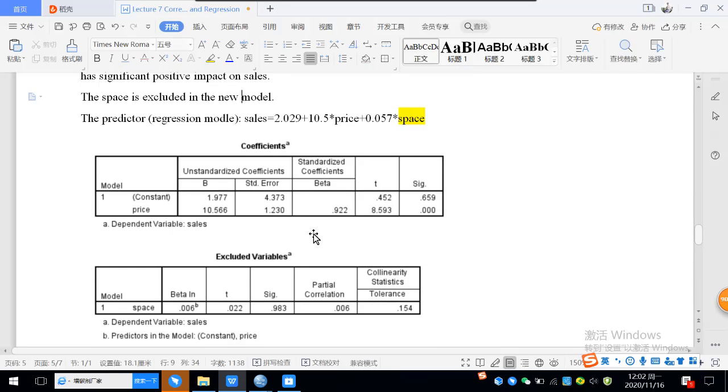Okay, everyone, use this result. Please write the new predictor. What's the sales? Okay, please write the new predictor according to this result.